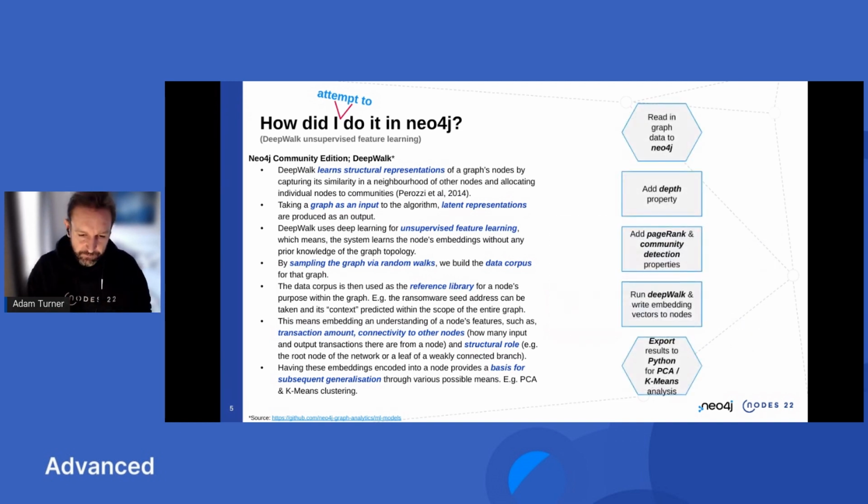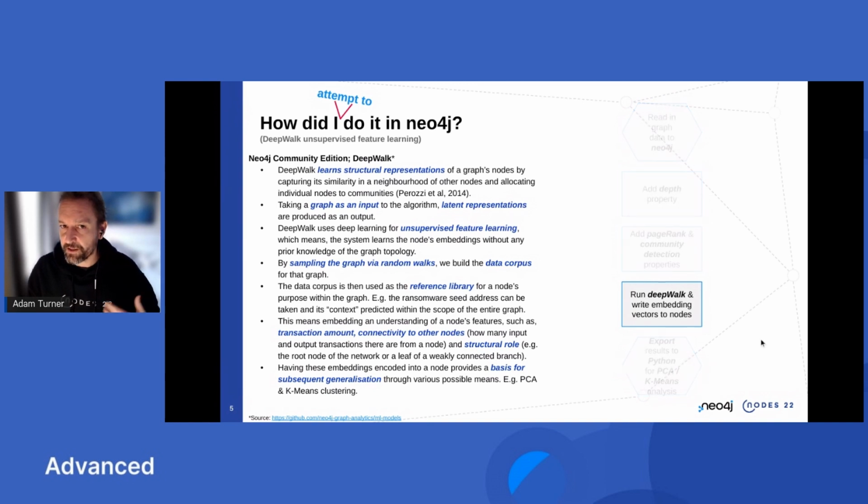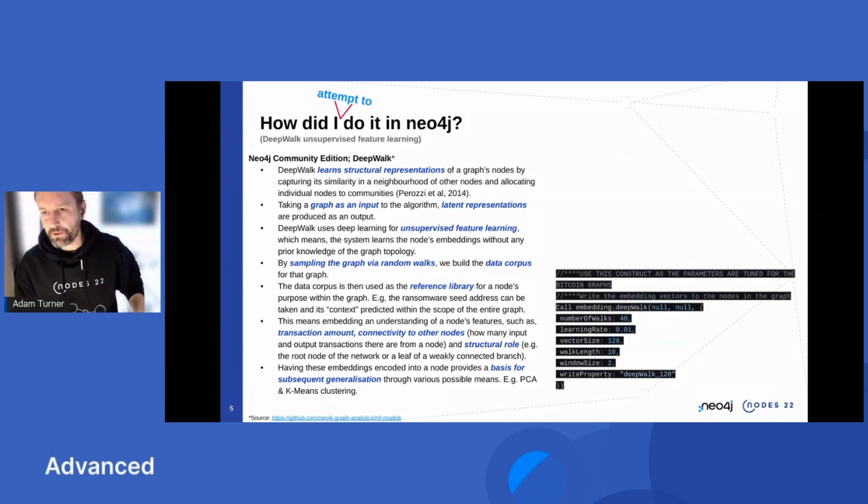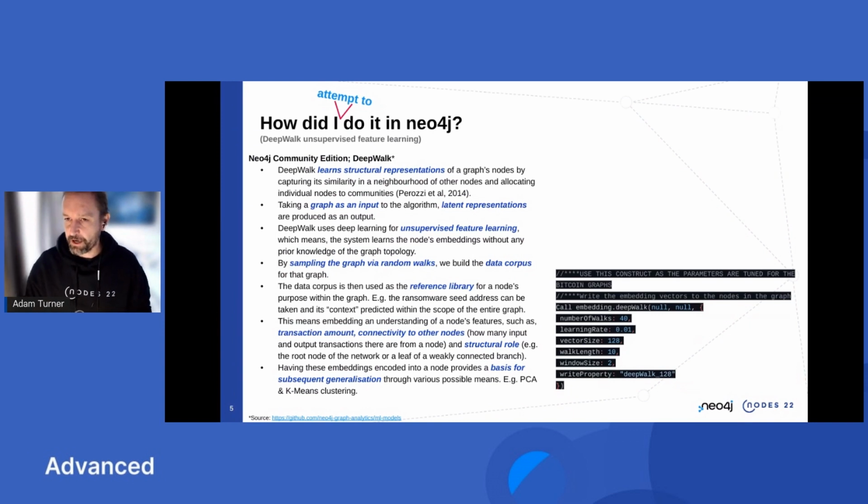Then, with my graph set up with the appropriate properties that I wanted for my use case, I was able to then execute the DeepWalk algorithm and then write the embeddings as vectors to those nodes. So quite a simple piece of code there that was allowed to basically run across my graph with the appropriate hyperparameters. And if you do look into the academic paper, there is some explanation around what might be the optimal set of hyperparameters to use with respect to the graph that you'd like to apply this algorithm to.